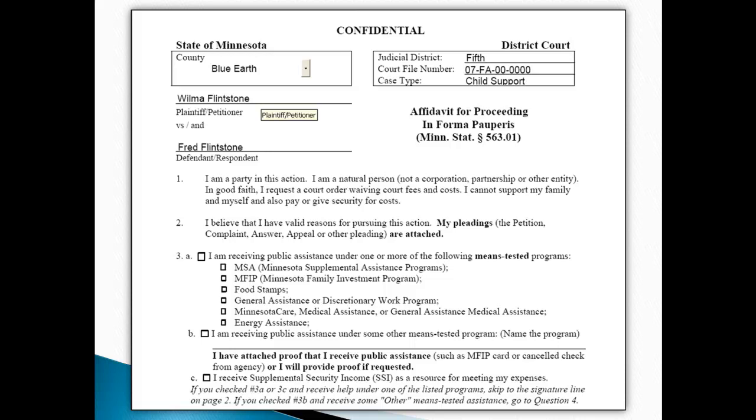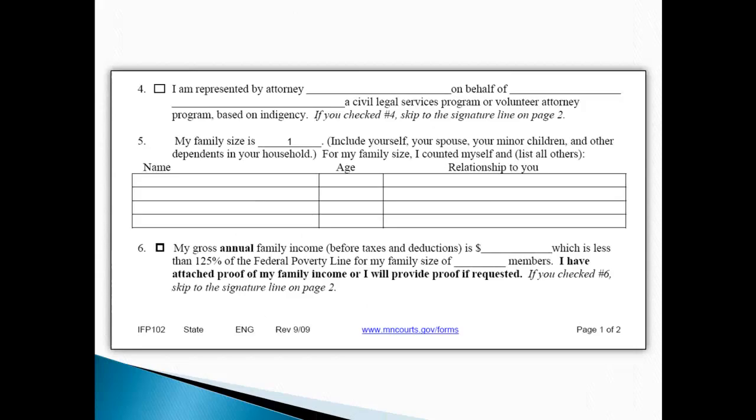If you qualify under question 3, you can then turn to the second page and fill in the information under the signature line. Be sure to wait to sign the form until you are in front of a notary or court administration. If you do not receive any public assistance, then go on to question 4.